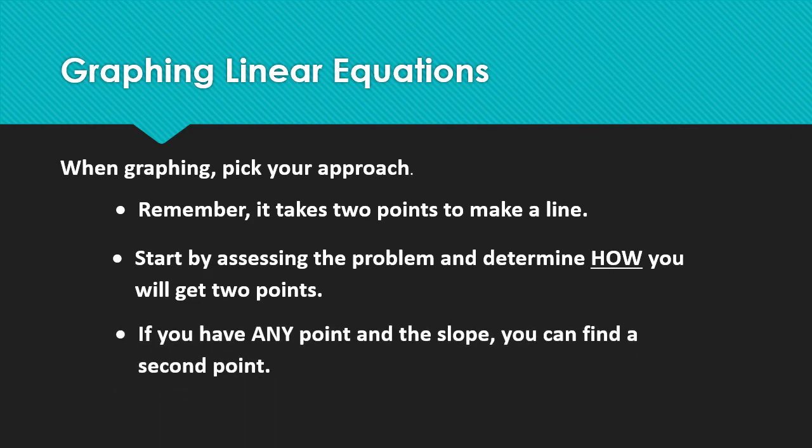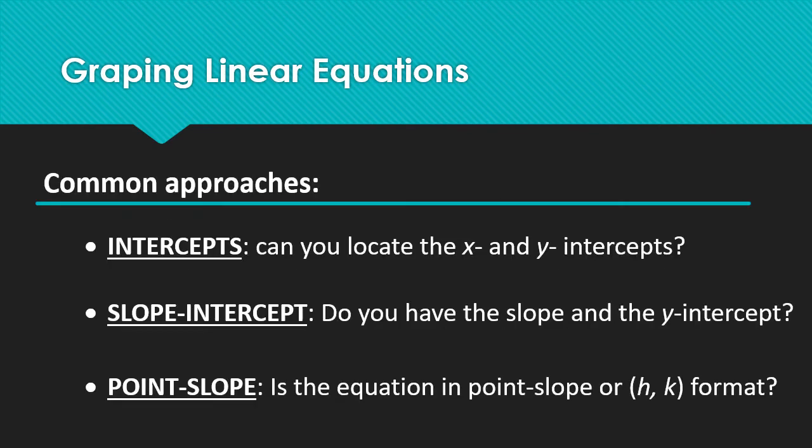If you have a point and the slope, you can find the second point. Whether you are in slope-intercept form or in point-slope form, you can graph the function. Some of you just always solve for y, and if that's what you want to do, that works, but it's very time consuming. So I encourage you to look at the different approaches and learn how to apply them.